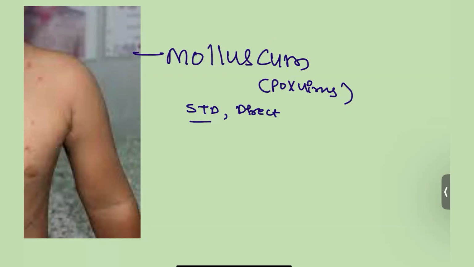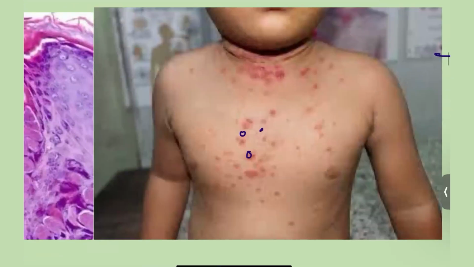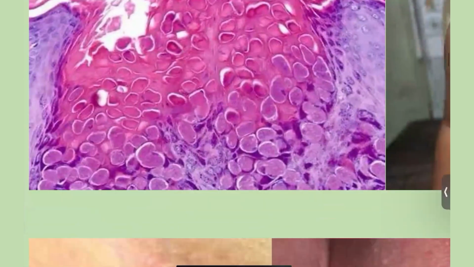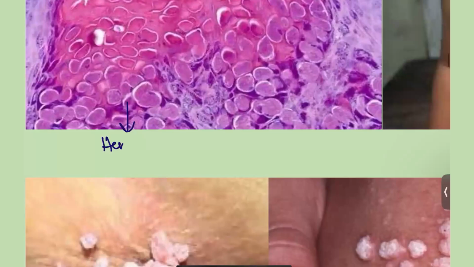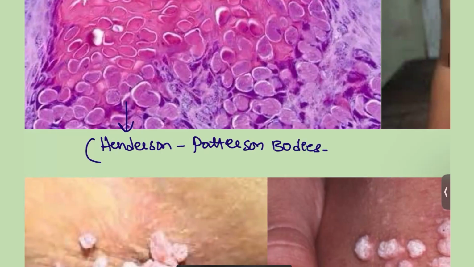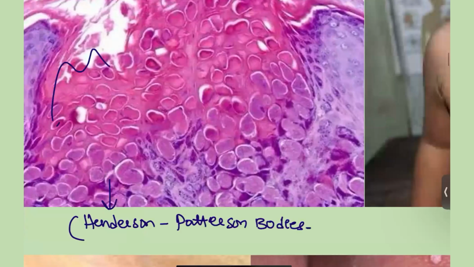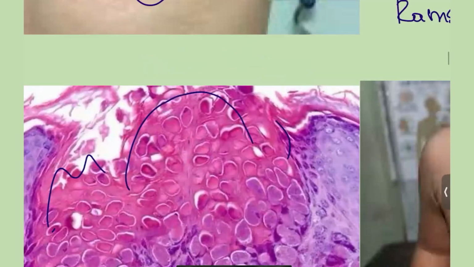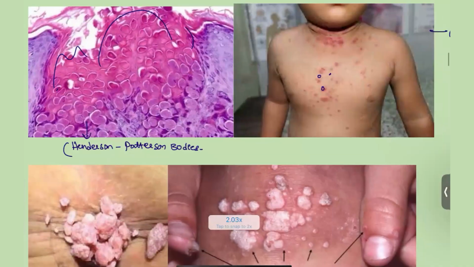Okay, and next, coming to the histology. In this histology picture, you can see what are known as Henderson-Paterson bodies. This is the common feature that you will see in the picture of molluscum contagiosum.